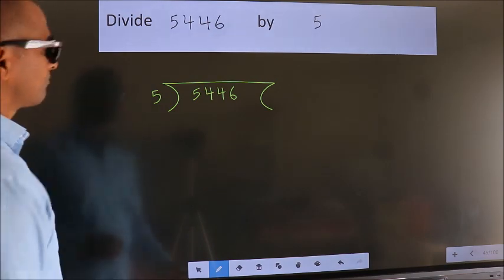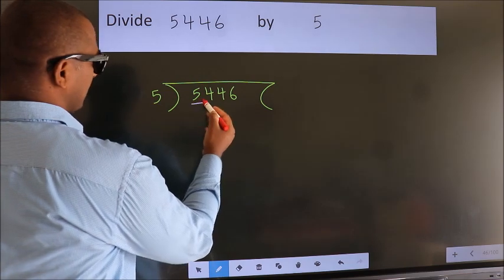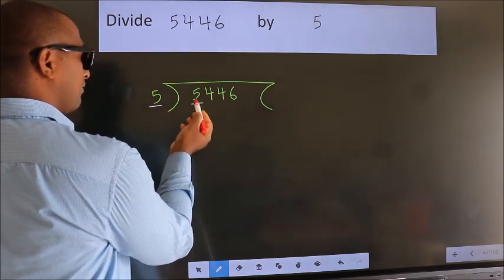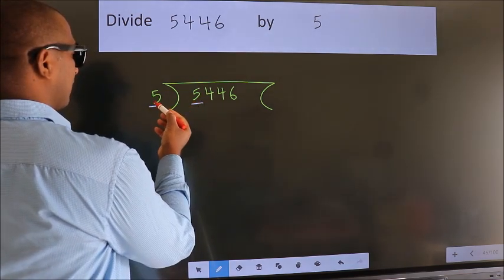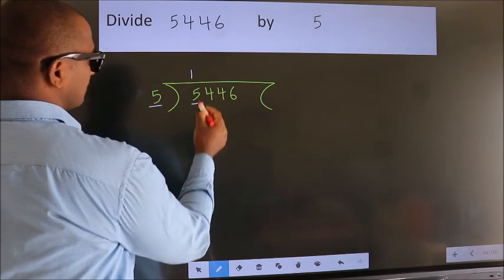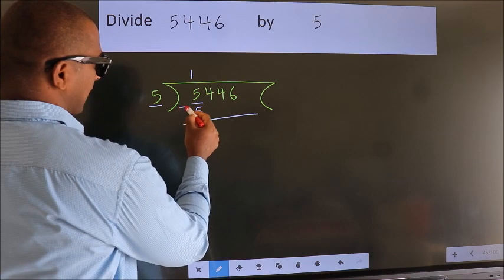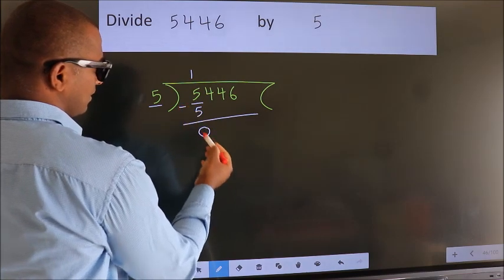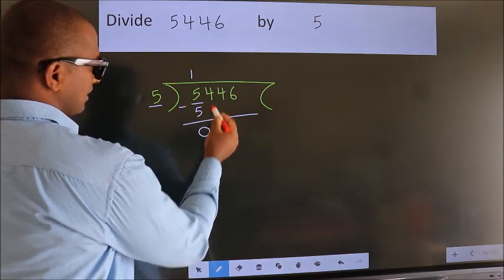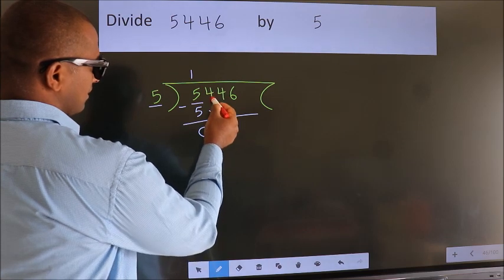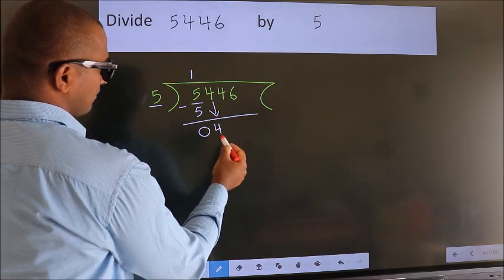Next, here we have 5, here 5. When do we get 5? In the 5 table, 5 ones are 5. Now we should subtract, we get 0. After this, bring down the beside number, so 4 down.